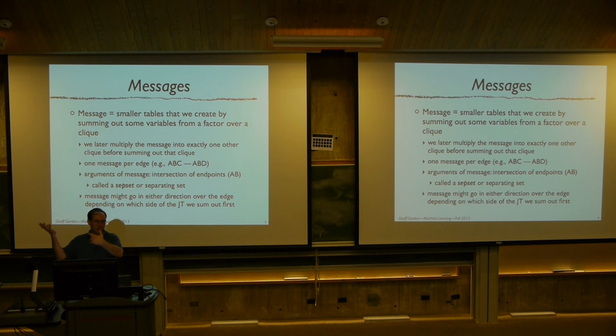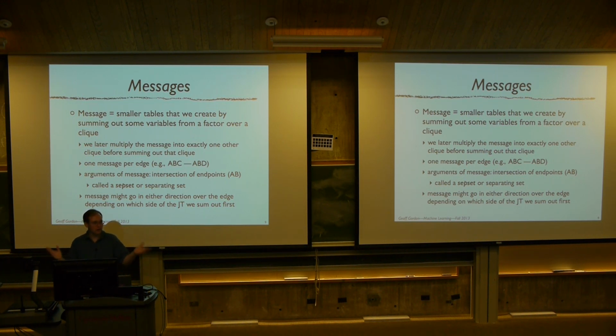Because it's the same expression, we've just moved one sum in first or a different one, and the result at the end is just this message. So, fixing a junction tree, there's going to be one message that you could pass over an edge in that direction, and one message that you could pass over an edge in the other direction. So there's just going to be two possible messages for every edge.